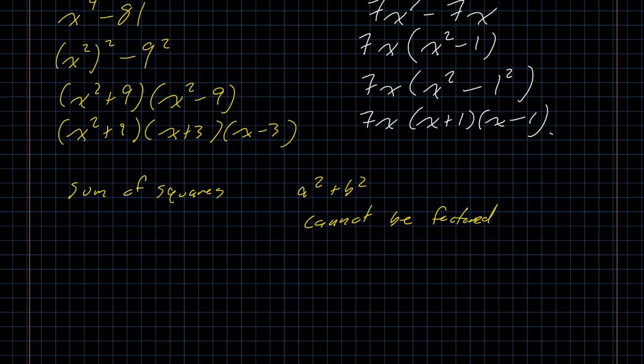I do want to stress that this formula relies on the fact that it is subtraction between the perfect squares. The sum of squares, a squared plus b squared, cannot be factored. That's why if you go back to that earlier example, the side that ended up x squared plus 9 just stayed x squared plus 9. There's nothing else you can do with that.